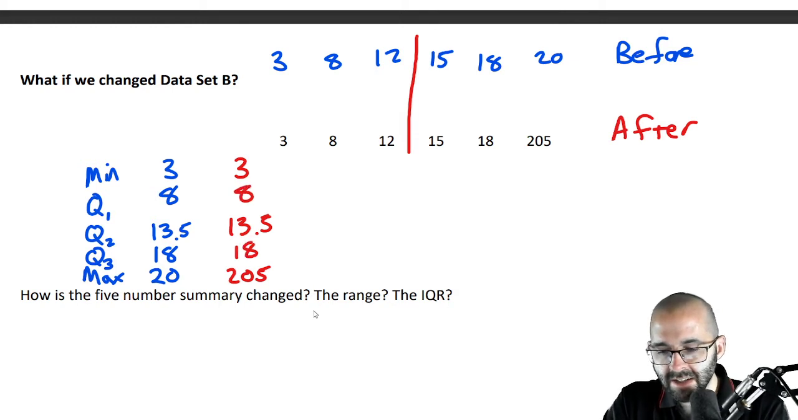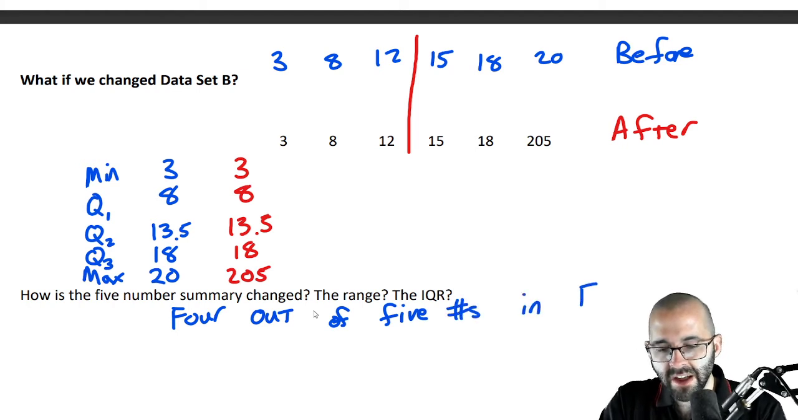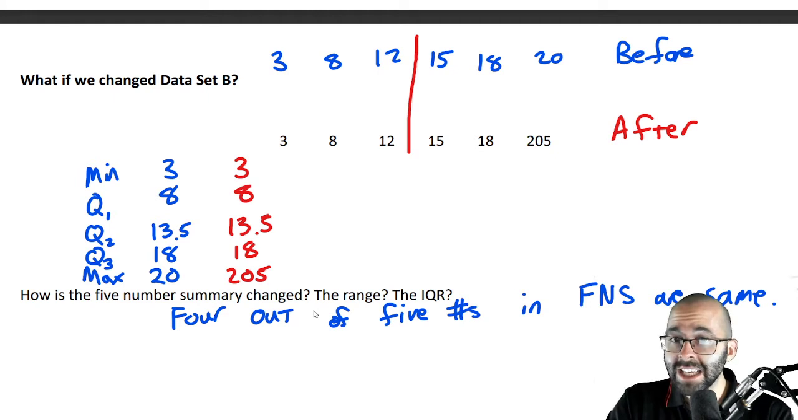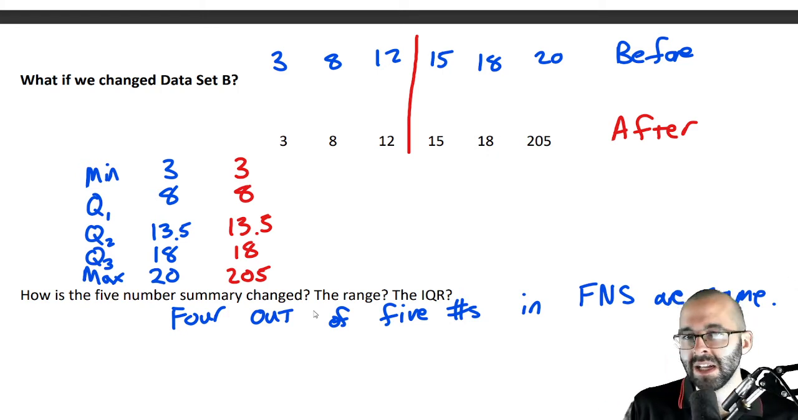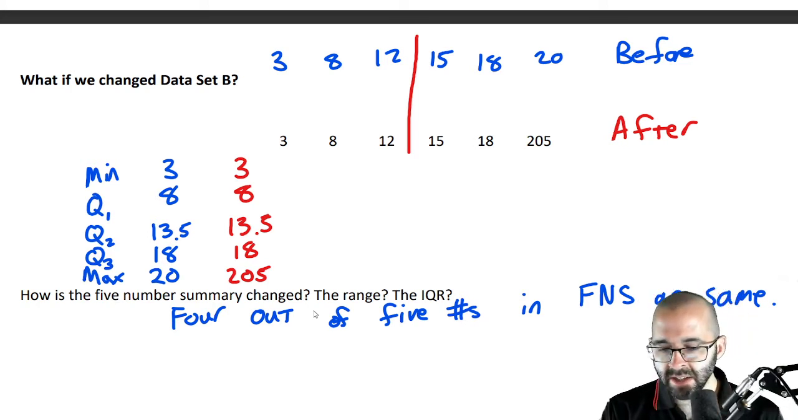Still 8, still 18. So how does the 5-number summary change? Well, the answer is it almost doesn't change at all. 4 out of 5 numbers in the 5-number summary are the same. So even though an outlier normally has a huge effect on stats, when we're using interquartile range and medians, outliers are much easier to handle, which is really nice.